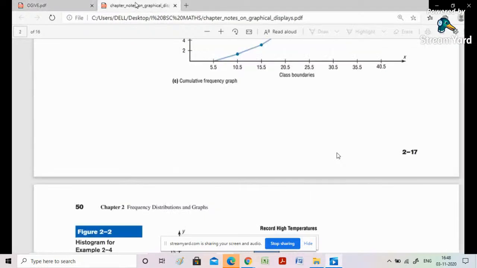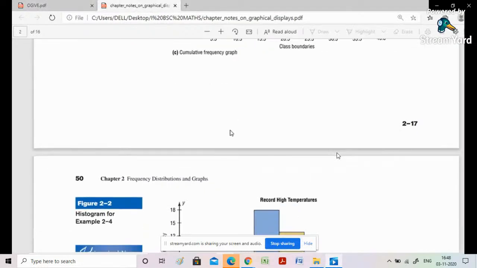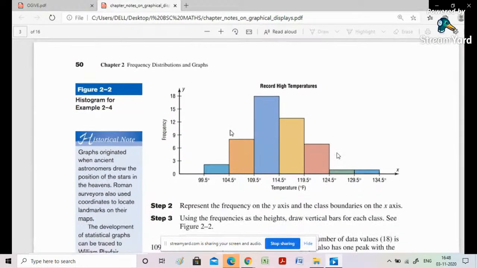So this is another example. This is the previous example, again plotted with the exact temperature. The x-axis is denoted with the temperature and the y-axis is frequency. The name of this curve is record of high temperature, etc.